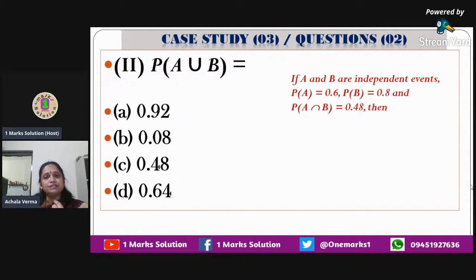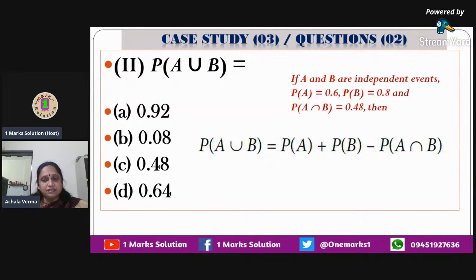Now we move to the next one, probability of A union B. The concept of sets, where you had learned how to find union and intersection of two sets when the number of elements in A and B are given, is applied here when we study probability of events. Probability of A union B has a formula which says probability of A plus probability of B minus probability of A intersection B.